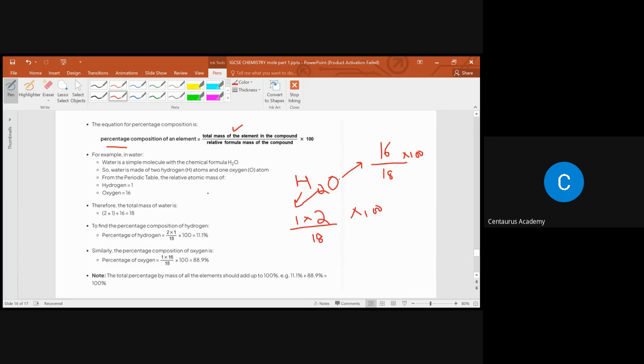Okay. For instance, there are certain questions which come up. If they say ammonium nitrate, and you have to find out the percentage composition of nitrogen here. Can someone tell me the percentage composition of nitrogen in this compound?